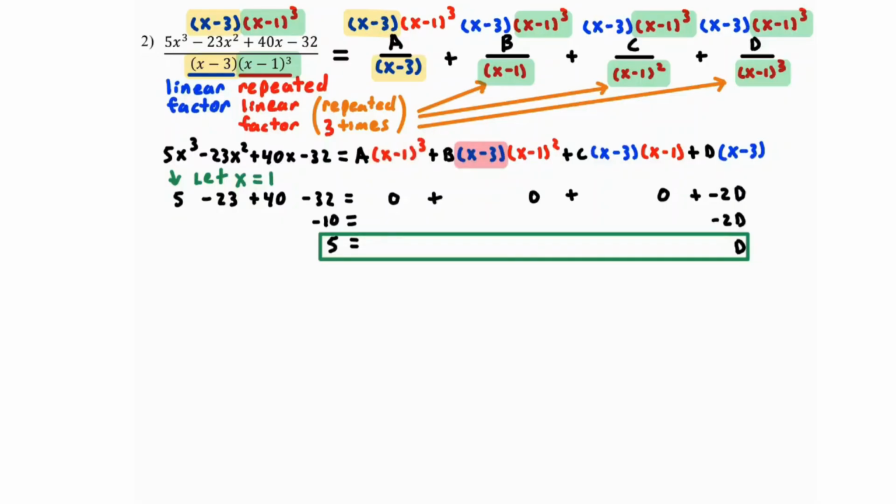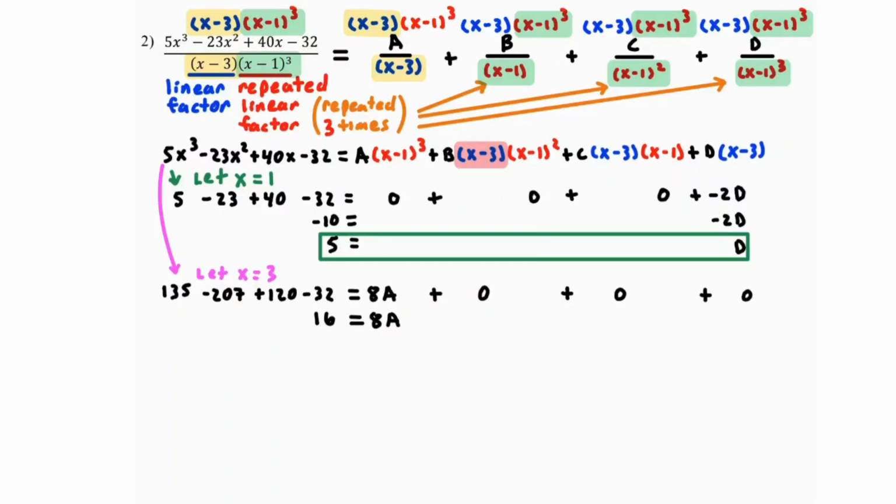Now, let's look at the x minus 3 factor, and let's let x equal 3 this time. We'll substitute in, and we'll simplify as we go. 5 times 3 cubed is going to be 135. Negative 23 times 3 squared, negative 207. 40 times 3 is 120, and negative 32 is negative 32. That is equal to 8a plus 0 plus 0 plus 0. Simplify this, we get 16 is equal to 8a, or a is equal to 2. So we solve for a.